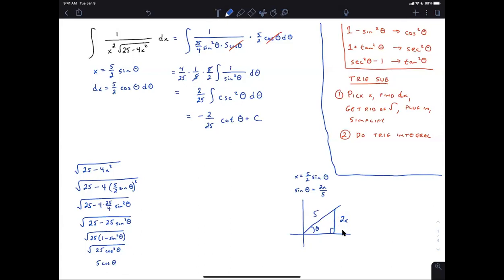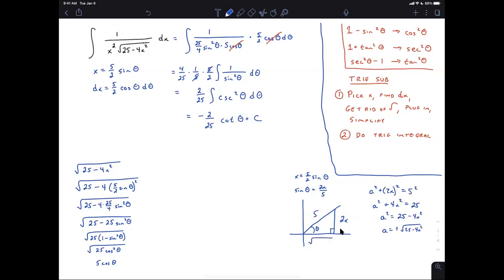Okay. And so now how could I use this? So what I want to now do is get this third side. How can I use this diagram to figure out the third side? Pythagorean theorem? Yeah, Pythagorean theorem. So let's say the third side is a. So a squared plus 2x squared is equal to 5 squared. So a squared plus 4x squared is equal to 25. A squared is equal to 25 minus 4x squared. And then a is plus or minus the square root of 25 minus 4x squared.